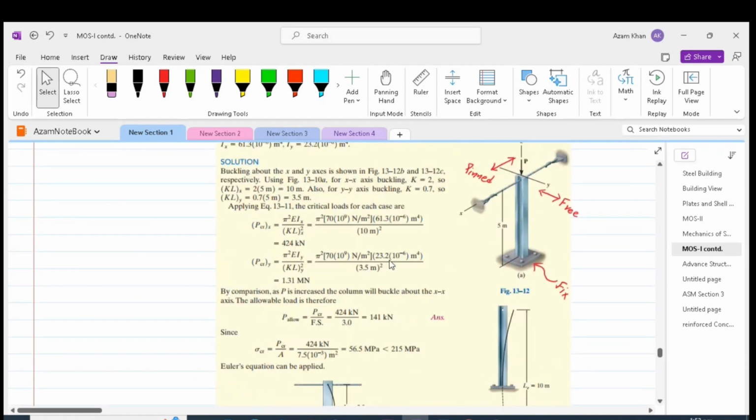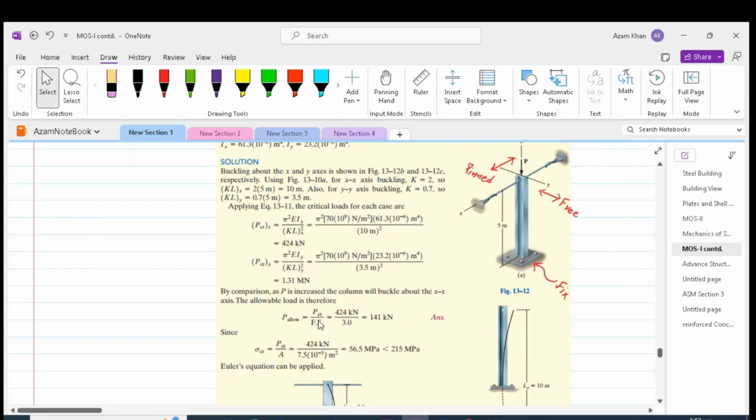So plugging the values, we get P critical of 1.31 meganewton in the case of minor axis load, and the major axis critical load is 424 kilonewton. So clearly this time the major axis is governing.